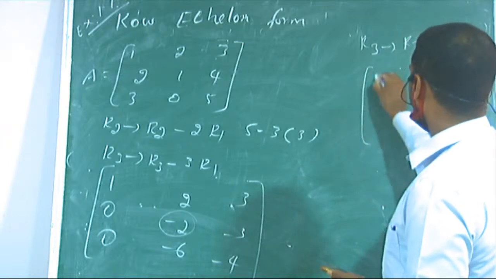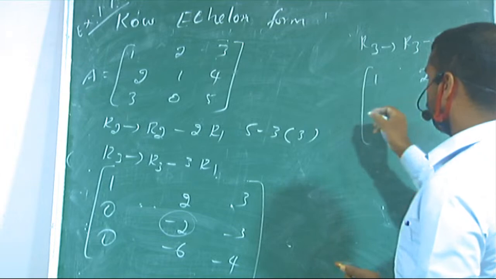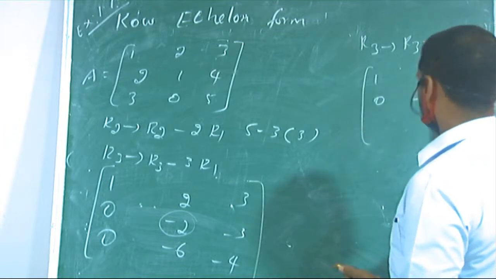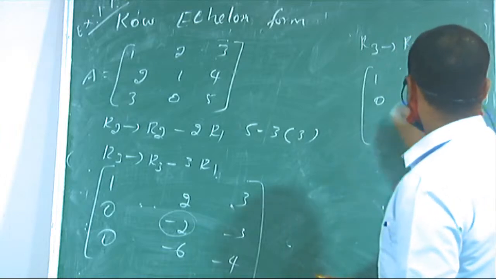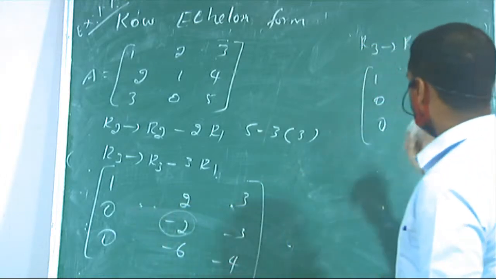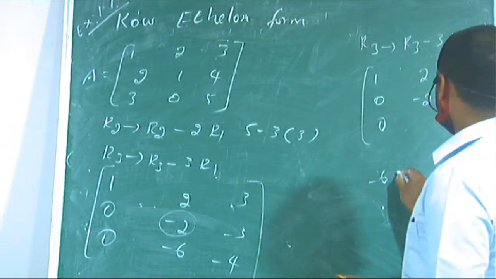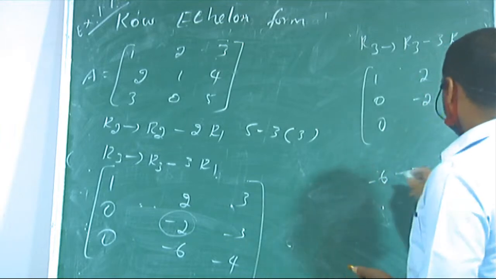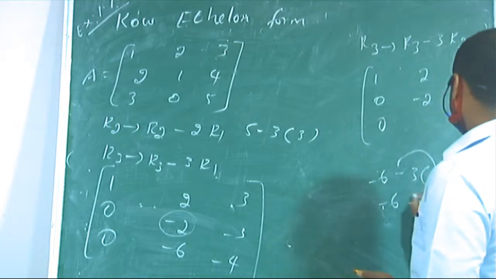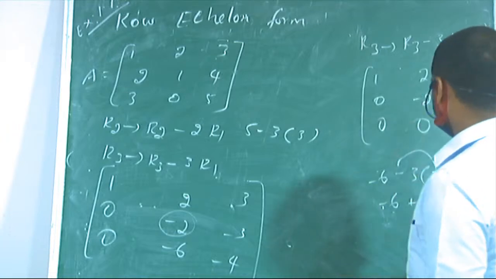What is R1 actually? 1, 2, 3. R2 actually 0, minus 2, minus 3. But R3 we have to compare. 0 and 0 compare means 0 will come. Next term minus 6 minus 3 into R2 is equal to what is our term? Minus 2. Now you can check it. Minus 6 minus into minus plus 6. So minus 6 plus 6 means will be 0.